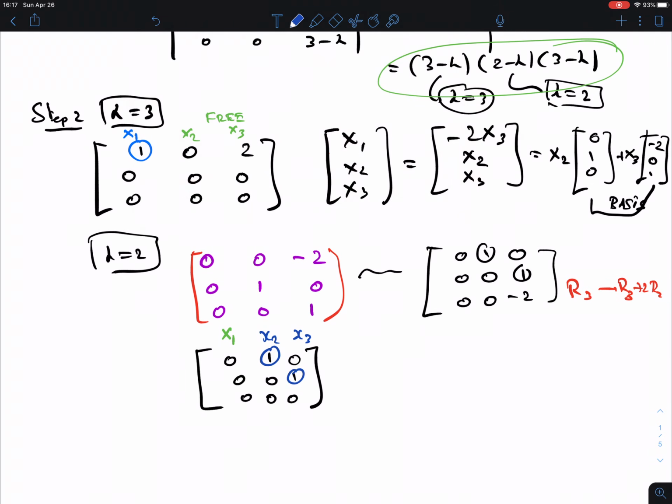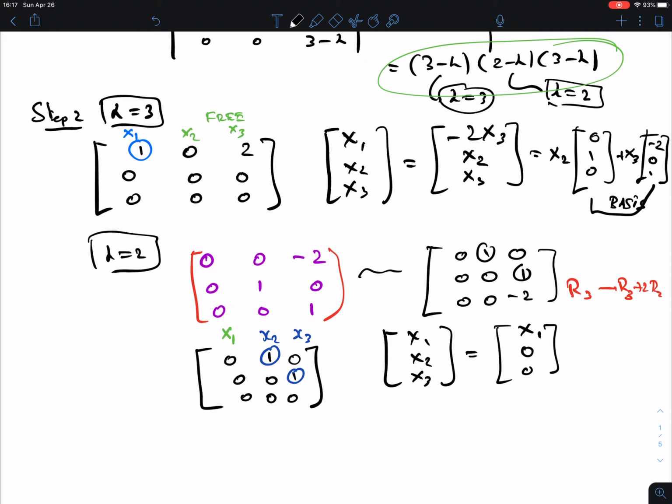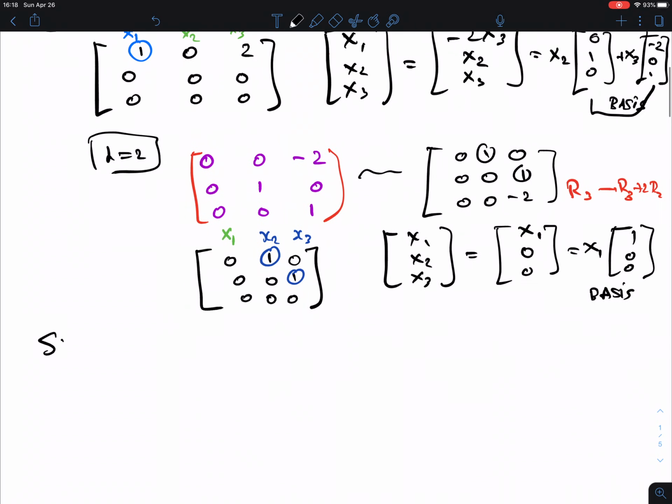Okay, so what does this mean? Let's do this in black. x1, x2, x3. Now x1 is the free variable, so it's equal to itself. And we see that both x2 and x3 are equal to 0. So we get x1 times (1, 0, 0). And that's the basis for the eigenspace corresponding to lambda equals 2.